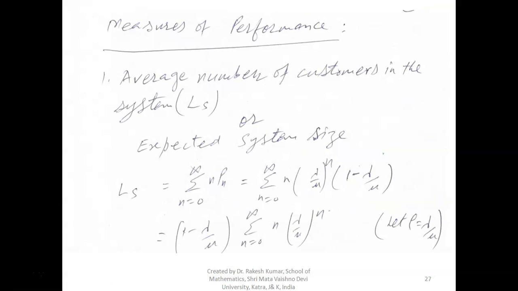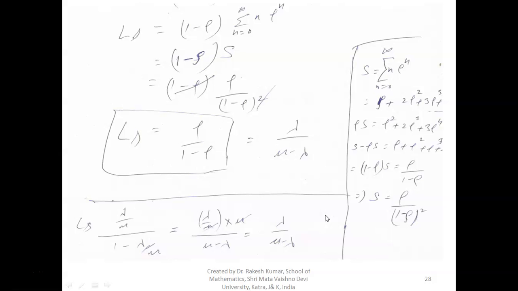Now measures of performance. First is the average number of customers in the system, or expected system size. This is denoted by LS, and using the definition of expectation it is the sum over n from 0 to infinity of n into Pn. Putting the values of Pn, and since 1 minus lambda upon mu is independent of n, we are left with the sum over n equal to 0 to infinity of n into (lambda upon mu) raised to power n, and LS is equal to this.